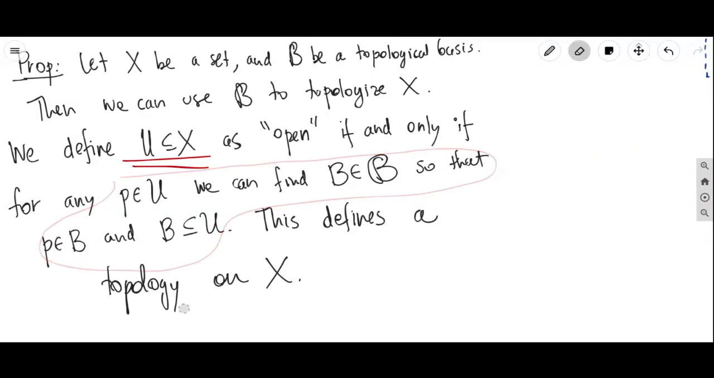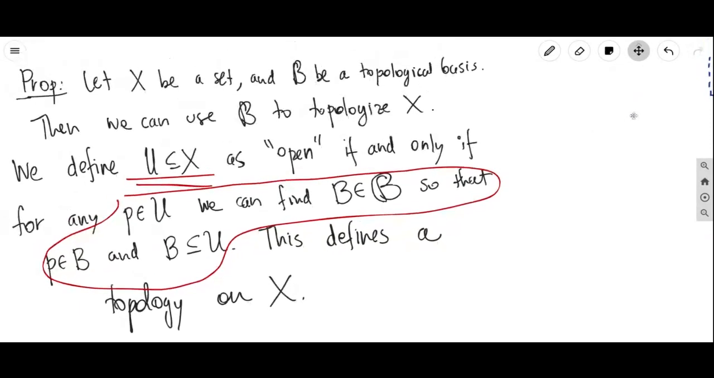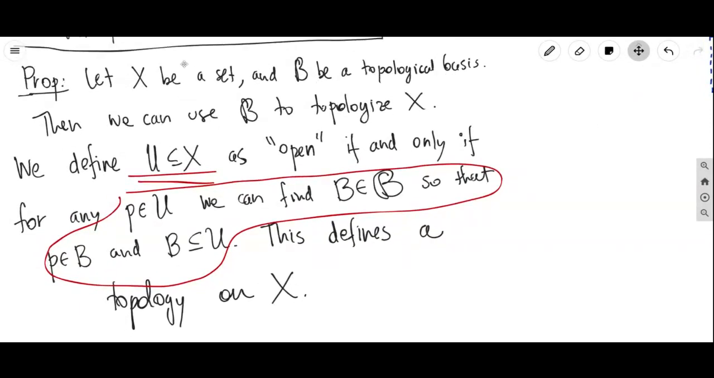So now you have to check that the collection of sets that satisfy this kind of property end up forming a topology on X. This is a useful way to create topological spaces without the need of listing every single open set, by using this notion of a topological basis. It's heavily inspired by what one does with metric spaces. And I want to finish with this.